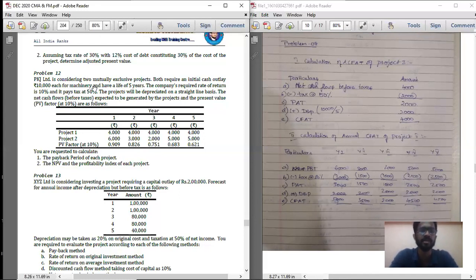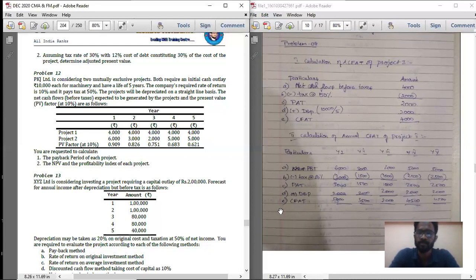So straight line basis is nothing but total cost of the machinery divided by life of the machinery. So 10,000 divided, there is no scrap value given. If some scrap value is given, suppose 1,000 rupees is scrap value, then 10,000 minus 1,000 divided by 5. Here scrap value is 0. They are not given any scrap value. So 10,000 divided by 5, you are getting 2,000. So every year record 2,000. Add depreciation, every year record 2,000.